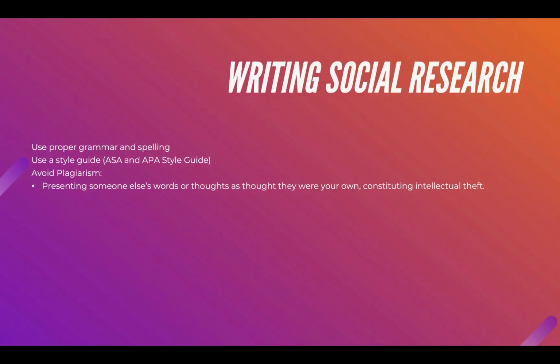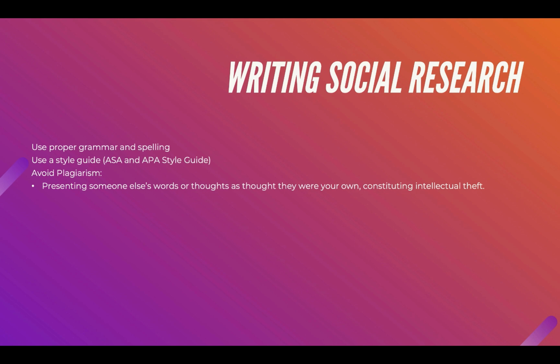When you're writing social research, make sure that you're using proper grammar and spelling, right? This isn't texting, this isn't emailing, so make sure that you're using full sentences, proper grammar, proper spelling, things like the Oxford comma. So keep those in mind when you're writing.